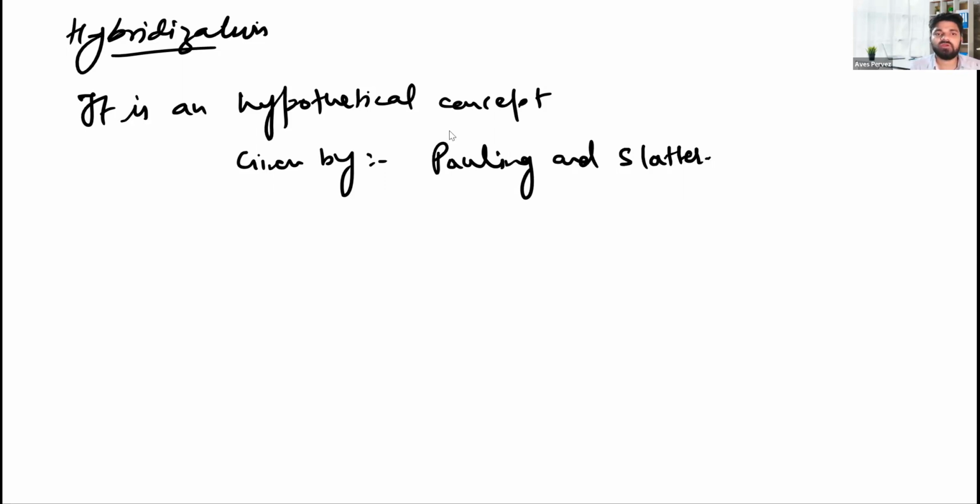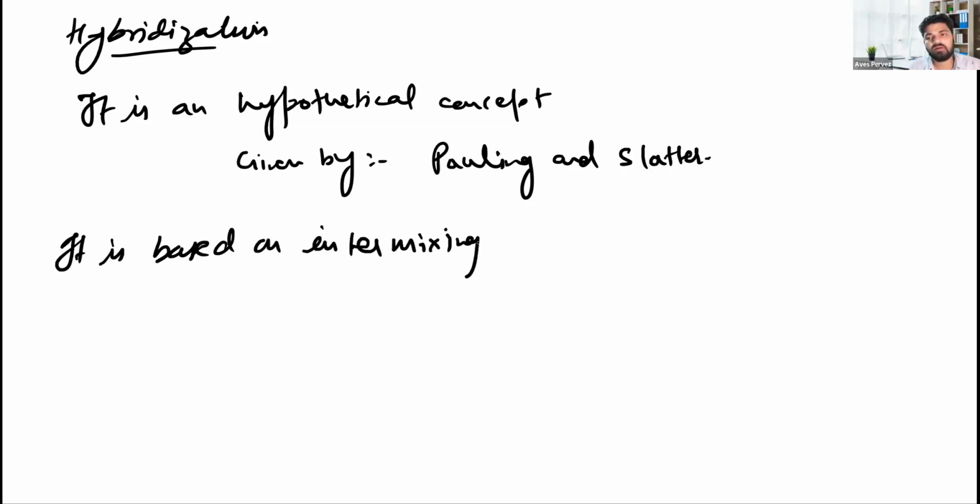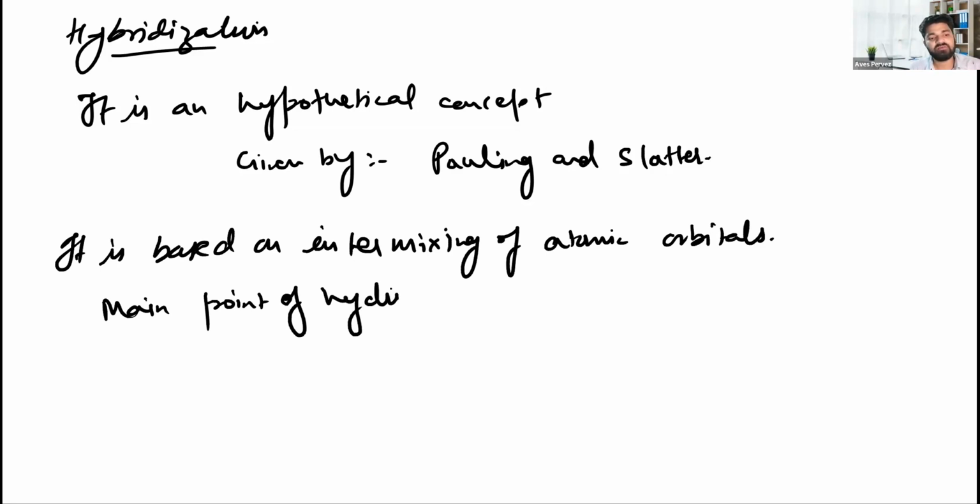So what is this theory about? If I ask what this theory means, this theory is based on intermixing of atomic orbitals. Okay, so it is based on intermixing of atomic orbitals. The main points of hybridization.